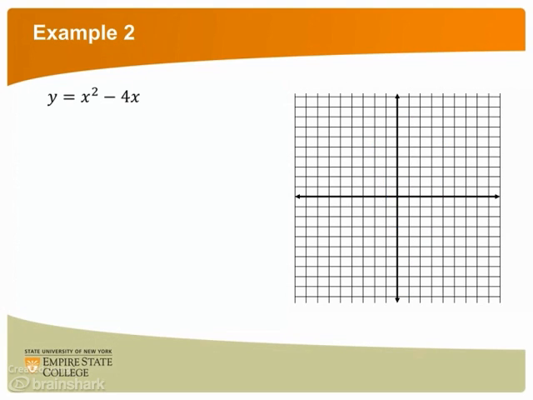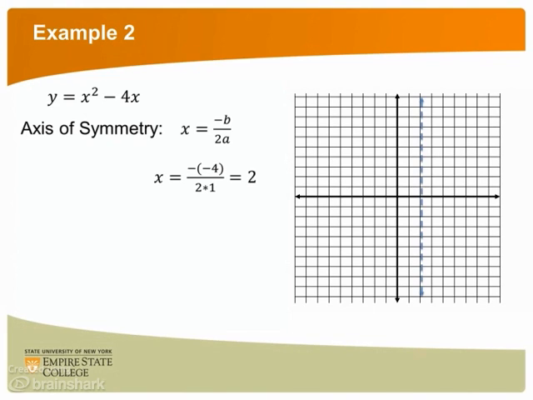Suppose this time we want to graph the parabola for y equals x squared minus 4x. To find the axis of symmetry, x equals the opposite of negative 4 divided by 2 times 1. Therefore, the axis of symmetry is the line x equals 2. Graph the axis of symmetry. Plug x equals 2 into the equation to find the coordinates of the vertex. We find that the y value for the vertex is negative 4. We plot the vertex at the point 2, negative 4.